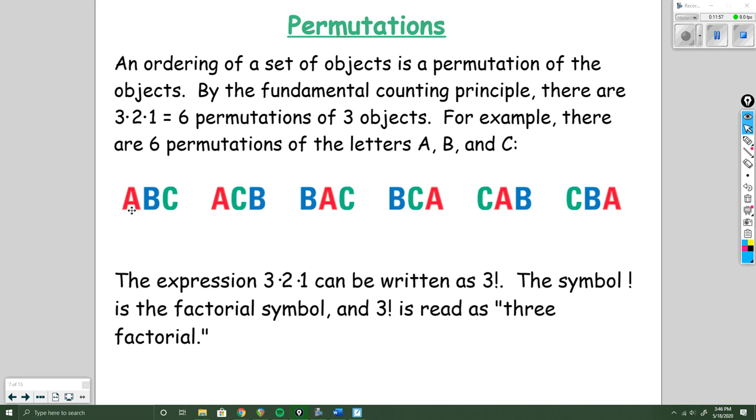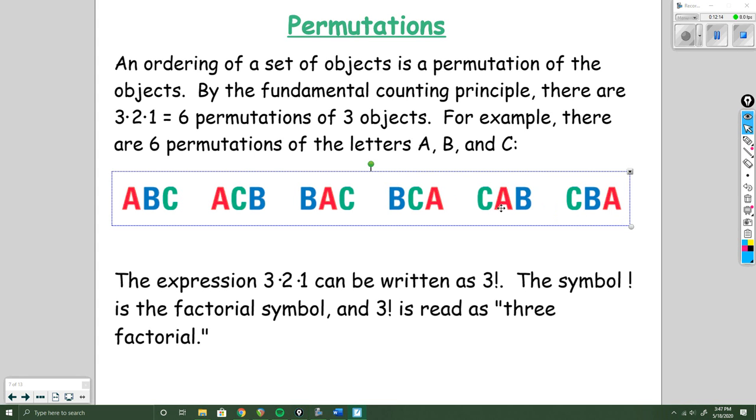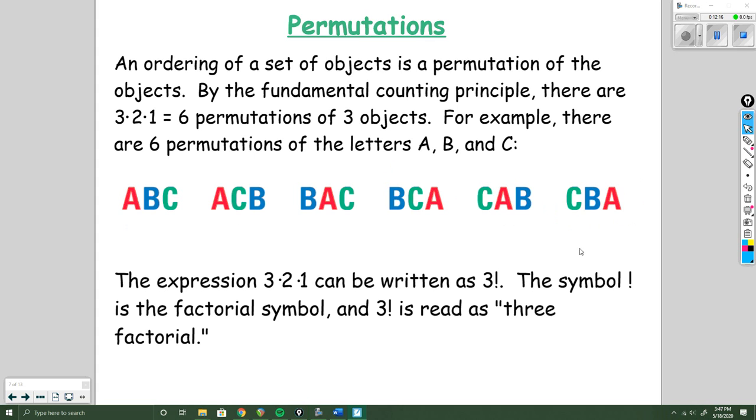All right, so if we look at all the different orders for these 3 letters, we'll see that there's 6 possible permutations of these 3 objects. A could be first in the lineup, and then B could be either second or third. B could be first, and then A second or third, and then C could be first, and A second or third.